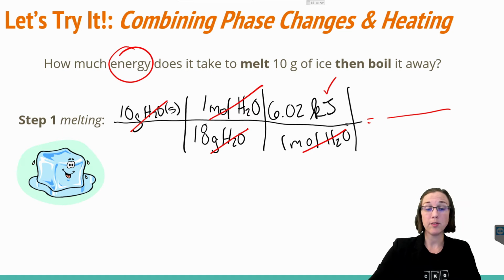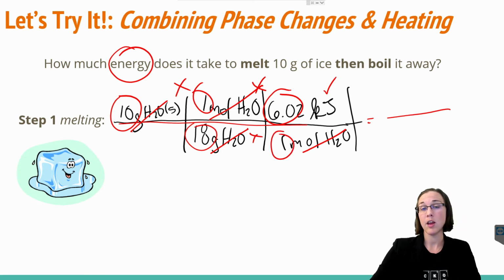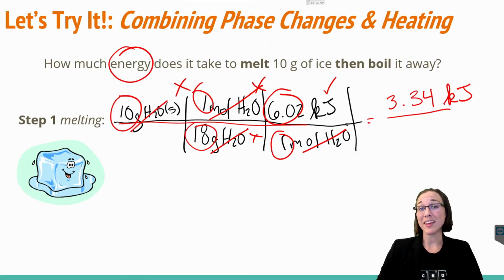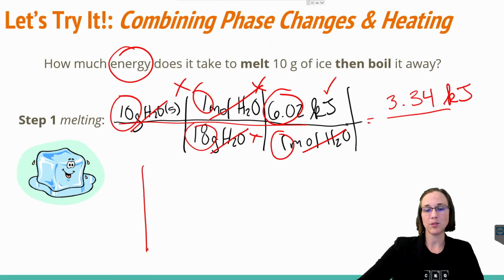And when we multiply 10 by 1 by 6.02 divided by 18 times 1, we end up with a value of 3.34 kilojoules. Now we need to apply the heating part. So if you're thinking back to our phase change, we just went through the melting part, and now we need to get through the heating part.